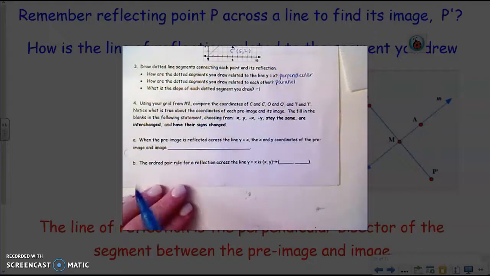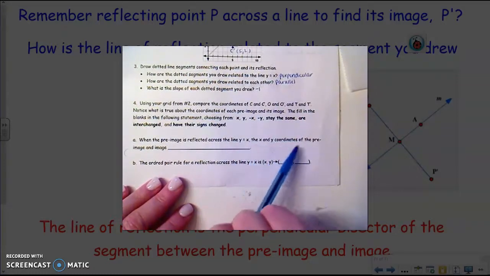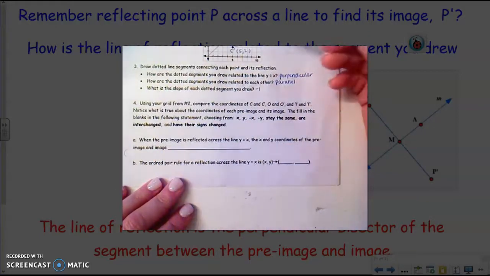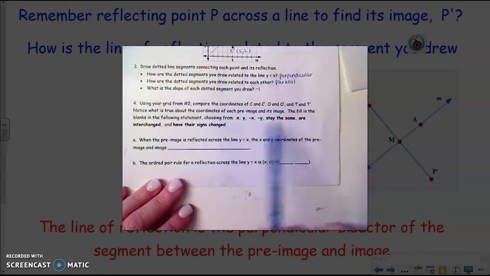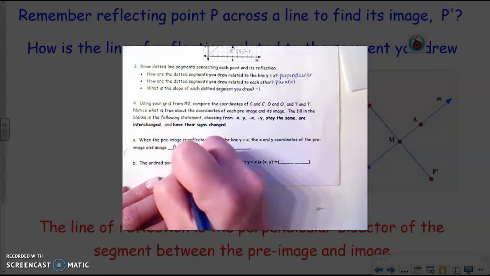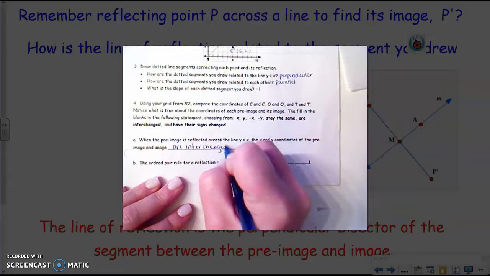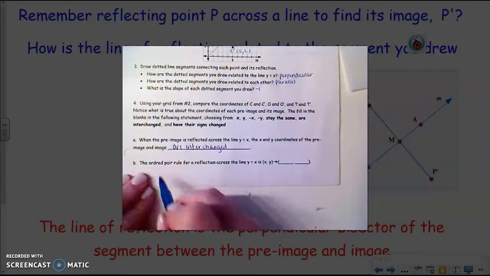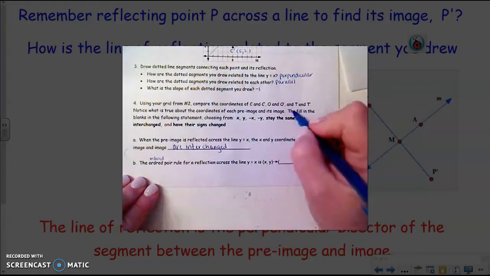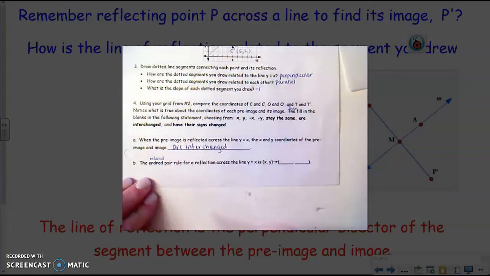So it says when the pre-image is reflected across the line y equals x, the x and y coordinates of the pre-image and the image, and what happened to them? Remember, they switched places. So the phrase we're looking for is the one: are interchanged. They switch places, or in other words, they are interchanged. And in the ordered pair rule, I just noticed a little spelling error here, and I noticed another one up here. This should be then. So, sorry. Just have to correct those little errors.